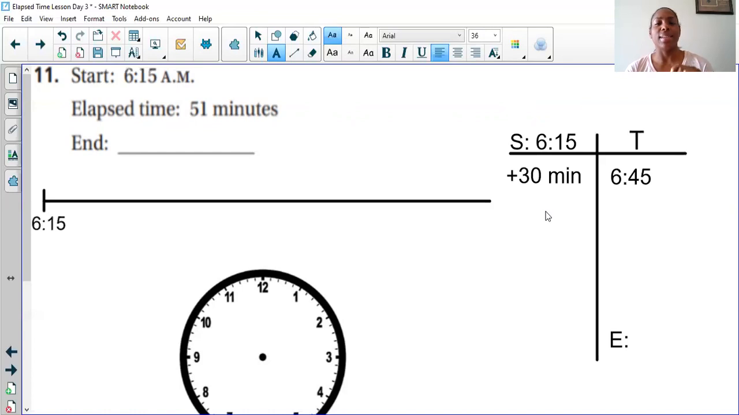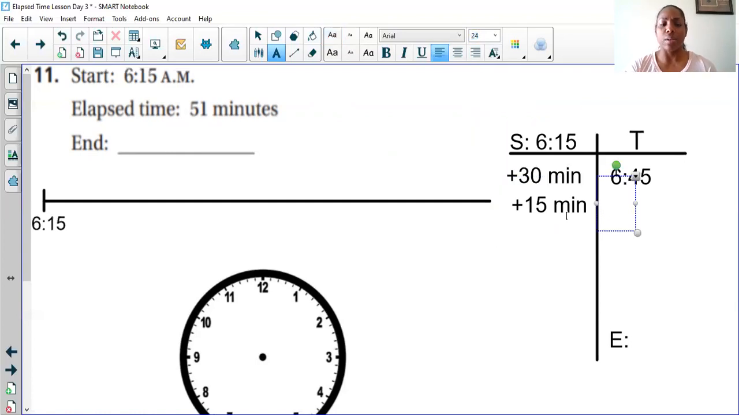All right. So now I'm thinking, just to be on the safe side, I want to go ahead and get to the next hour. How many minutes do you think it's going to take me to get to the next hour without going over our 51 minutes? 15 minutes, that's correct. So we're going to go ahead and type it in, 15 minutes. So 6:45 plus 15 should bring us to what time again? Gosh, you guys are just so good at this.